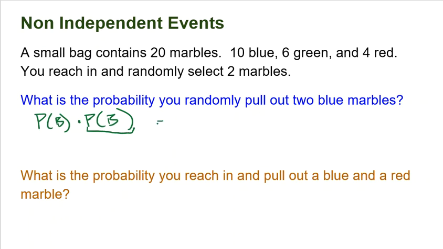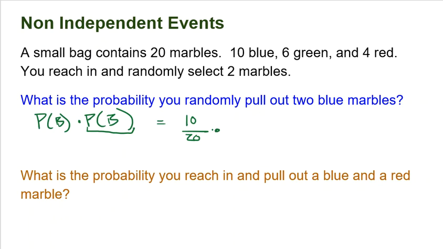And it's very simple. Don't stress about this. All right, reach in. What's the probability I reach in and I get a blue marble on that very first selection? Well, there's 10 blue marbles out of 20, so that's 10 out of 20, 1/2. Okay. But this is where we have to think non-independently here. We got to use our brains. We got to think conditionally.